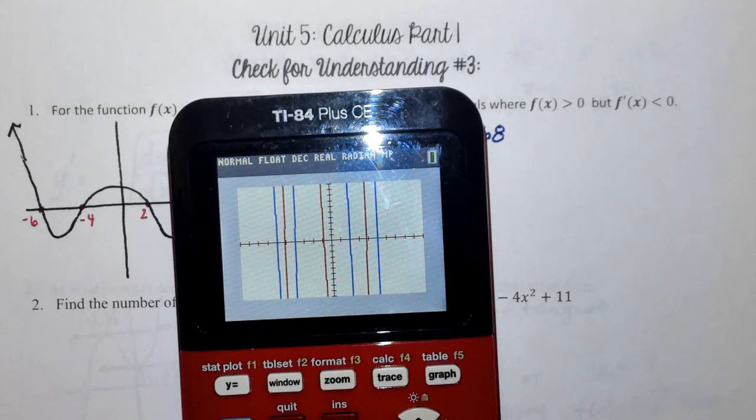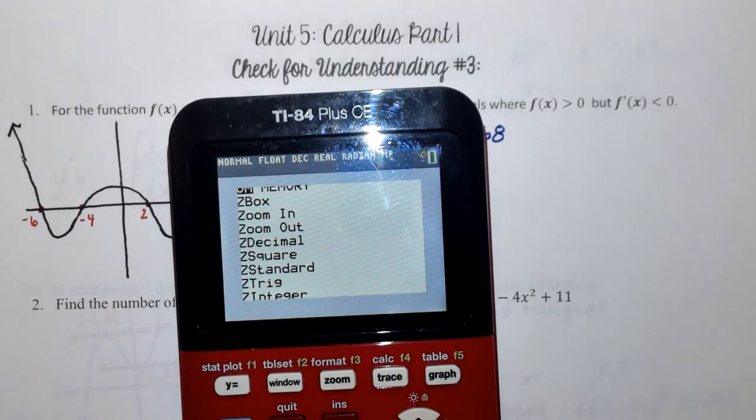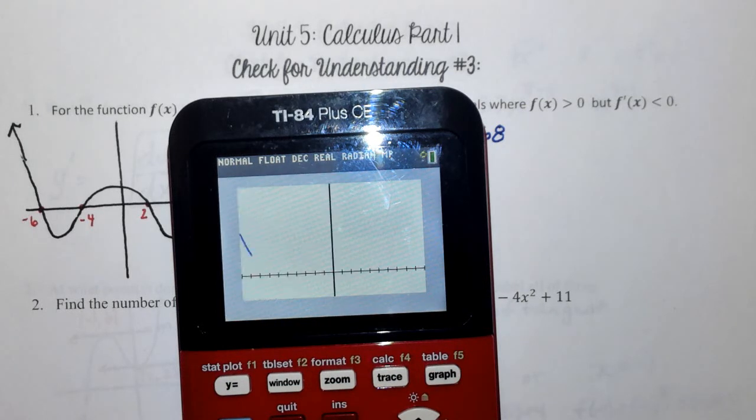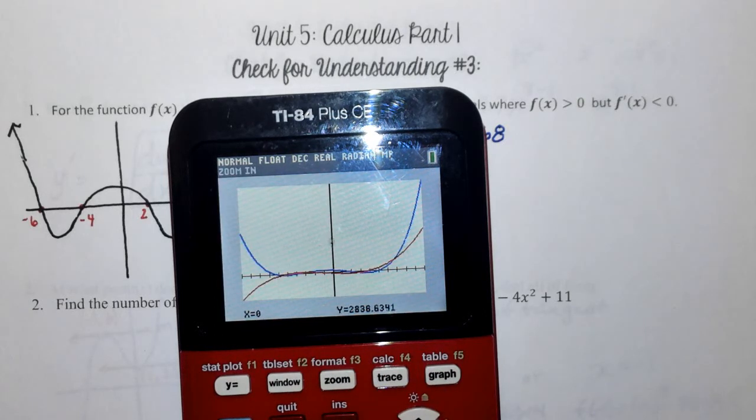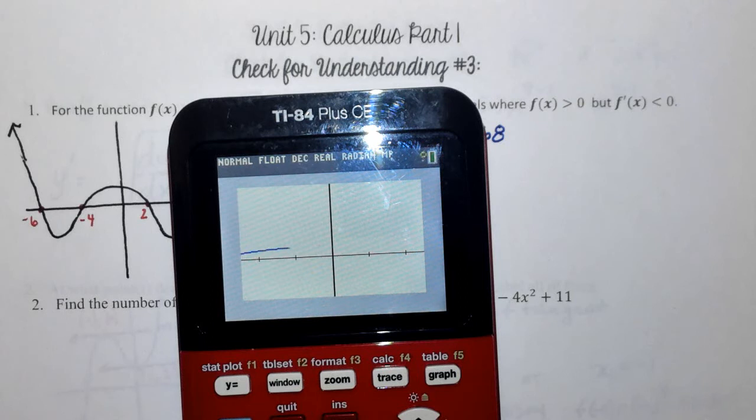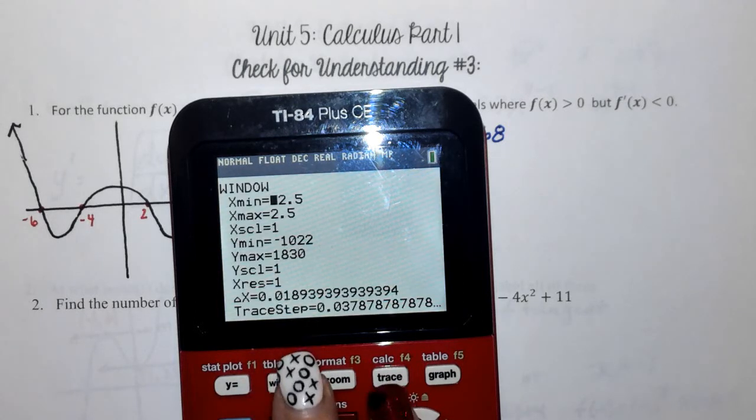Okay, that is definitely a little difficult to see, isn't it? So what does zoom 0 do? Kind of hard to see still, isn't it? I'm going to zoom in a little bit. Yeah, I still can't really see it. So let me just do my window.